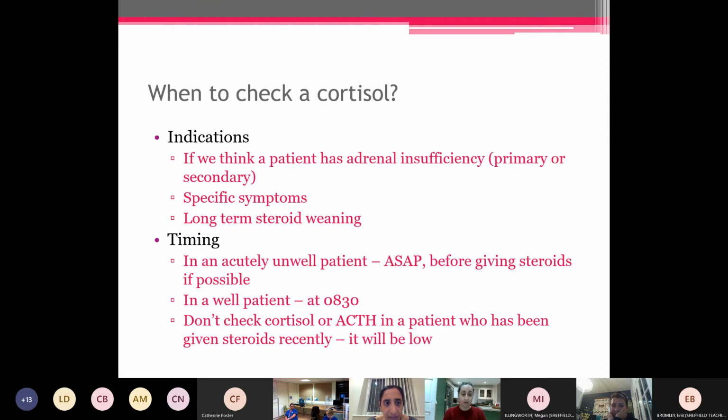So if you can see that someone's been given pred recently for a COPD exacerbation or something, you can just make a note of that in the notes. I have not checked the cortisol for this patient with hyponatremia because they're on steroids. It will be low.